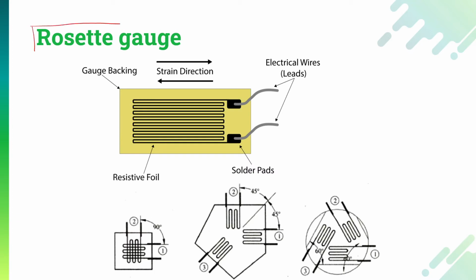Now the last one is the Rosette gauges. What do we understand from the Rosette gauges? First of all, let us understand the single strain gauge. A single strain gauge can only measure the strain in a single direction, along the direction of the strain gauge. But if we want to measure the strain in two or more directions, in that case we need to apply strain gauges, one strain gauge for each direction.